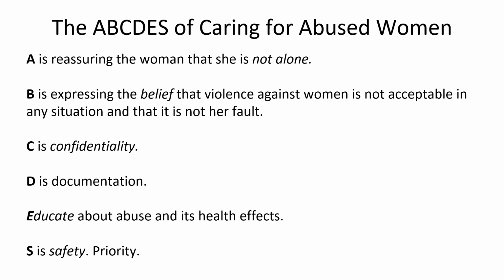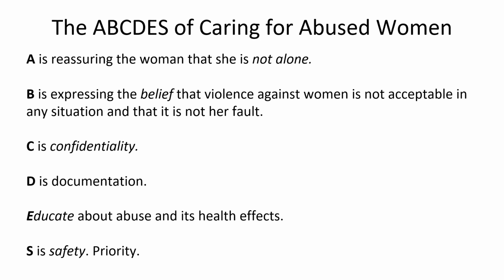D is documentation, which includes a clear quoted statement about the abuse in the woman's own words, an accurate description of injuries and the history of them, information on the first, the worst, and the most recent abusive incident, as well as photos, with the woman's consent, of course.